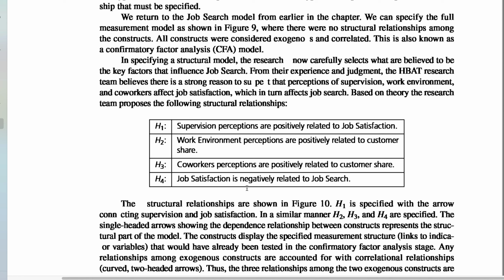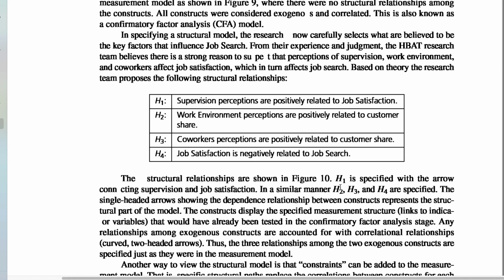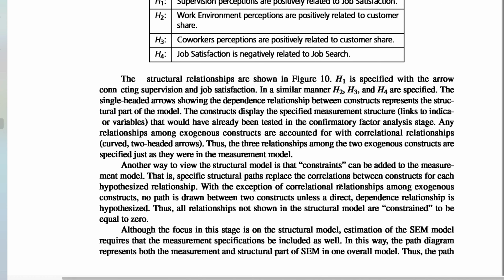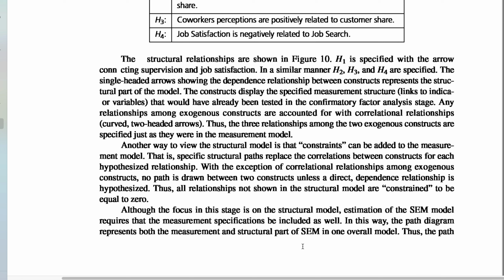Shared job satisfaction is negatively related to the job search. The structural relationships are shown in Figure 10. H1 is specified with the arrows connecting supervision and job satisfaction. Similarly, H2, H3, and H4 are specified by single-headed arrows showing the dependence relationships between the constructs and represent the structural part of the model.